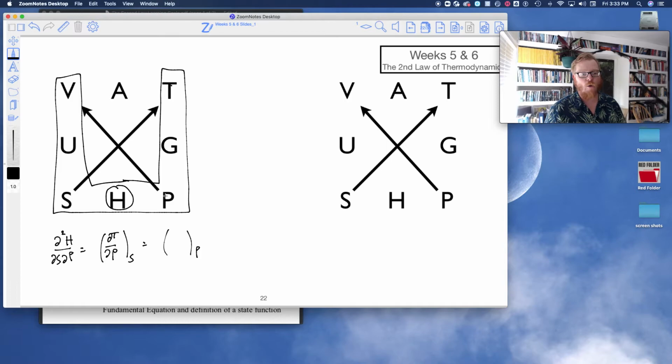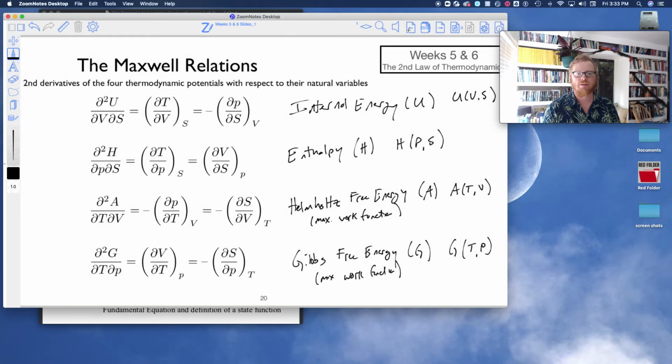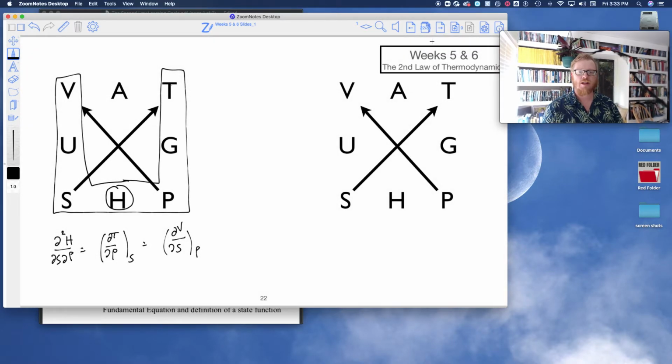Now I go over to my constant P. I travel with the arrow and get V: partial of V by partial of S at constant P. So let's remember that. The Maxwell relation for H says dT by dP at constant S equals dV by dS at constant P. Let's see how we did. Aha! dT by dP at constant S equals dV by dS at constant P. Sweet.